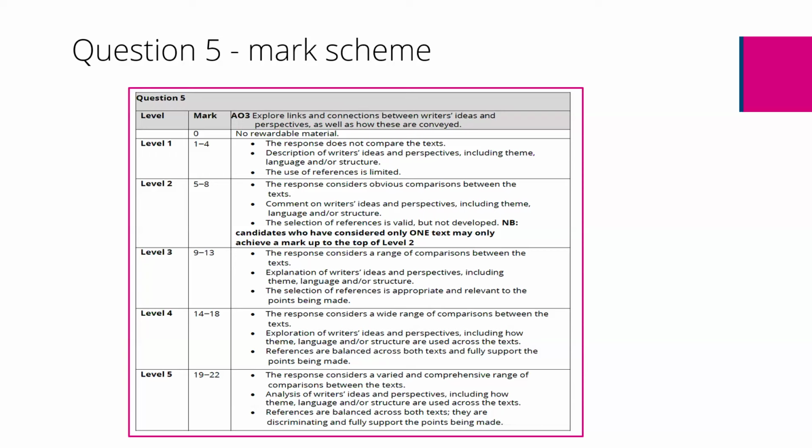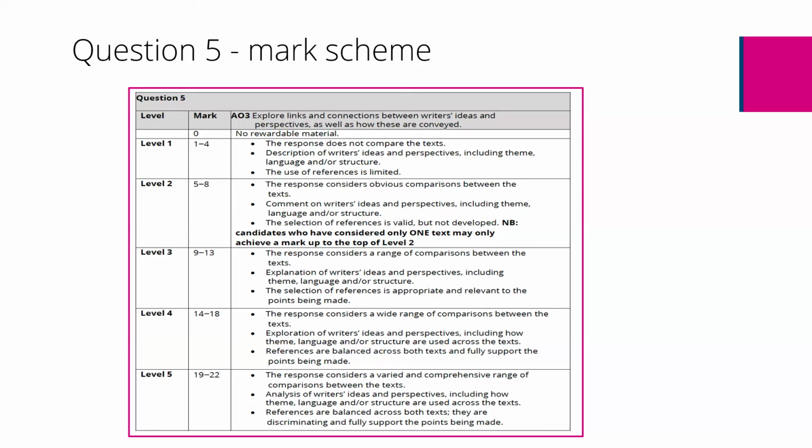Moving on to the ideas and perspectives, the second bullet point. In level 1, it's descriptive, narrative approach, retelling the story. In level 2, there's some comment. In level 3, and we've got these words again that we saw in the AO2 mark scheme, explanation. And then in level 4, exploration. And in level 5, we've got some real analysis of those ideas and perspectives.